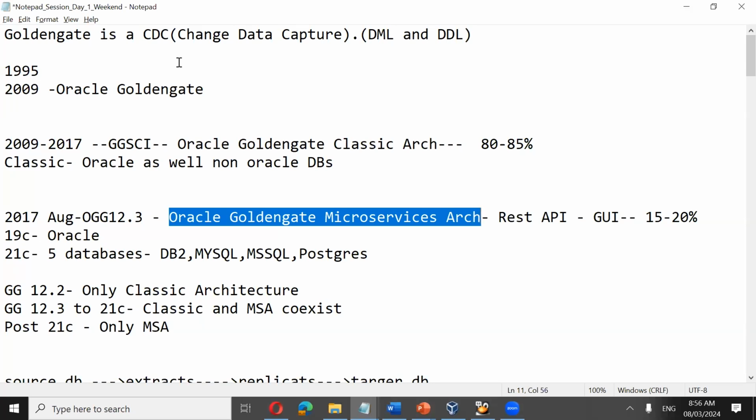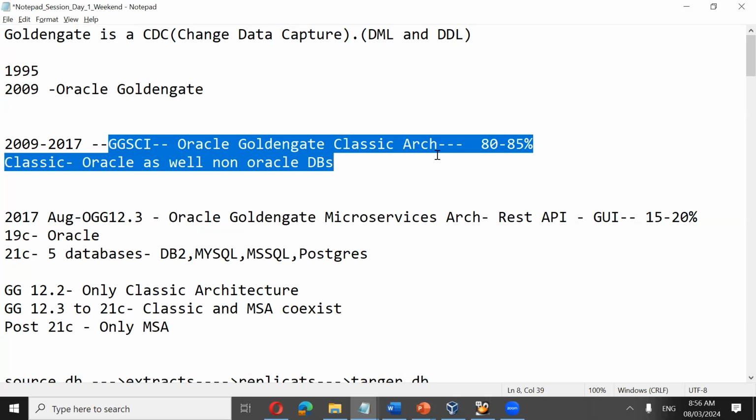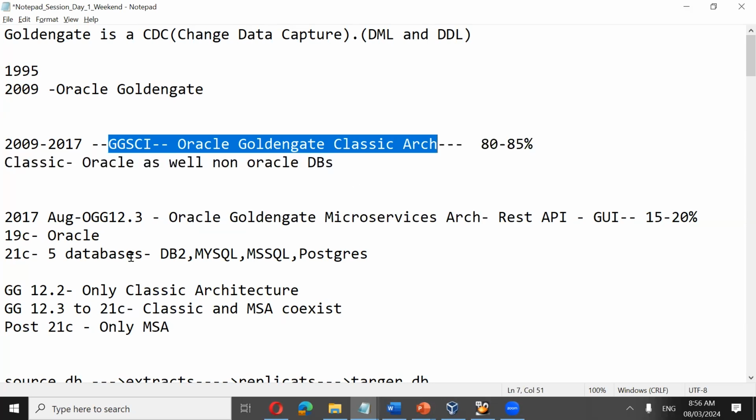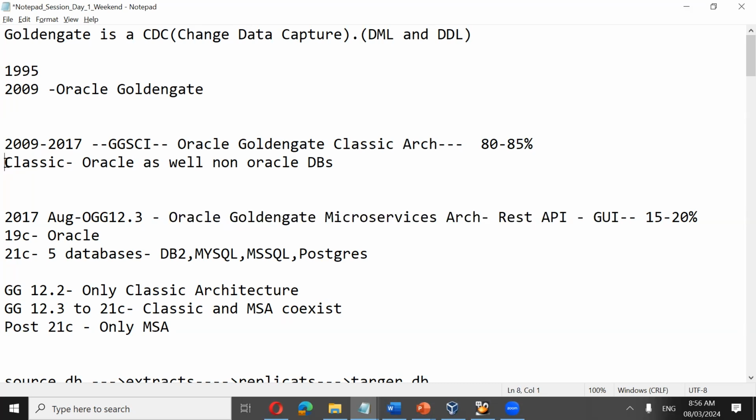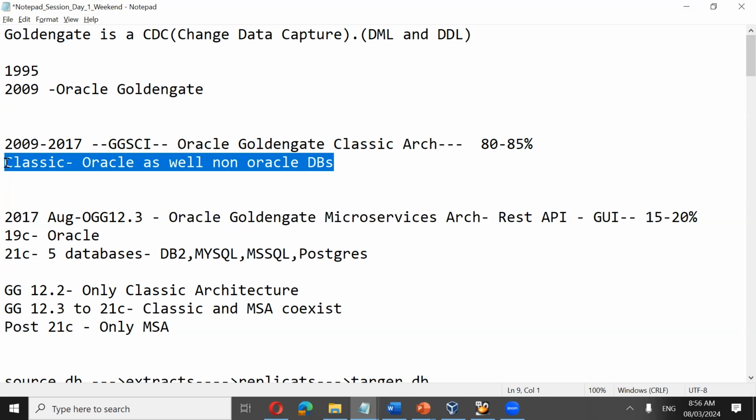Classic Architecture allows you to set up, manage, troubleshoot, and configure Goldengate through GGSCI. Microservices allows you to do it through GUI as well, and it allows for better integration with cloud applications. Now, Classic Architecture is available for both Oracle as well as non-Oracle databases since the beginning. Since the time Oracle Goldengate Classic Architecture was launched, it is available for both Oracle as well as non-Oracle databases.